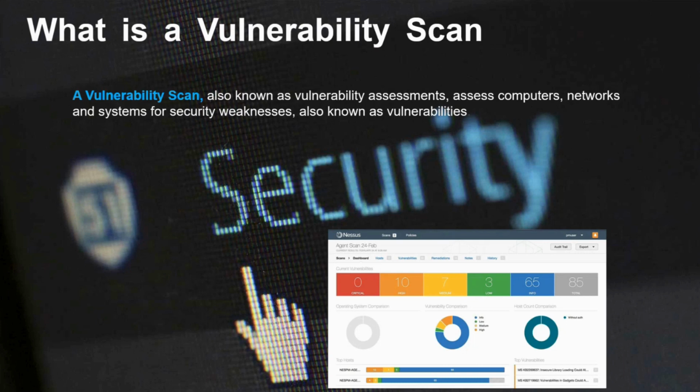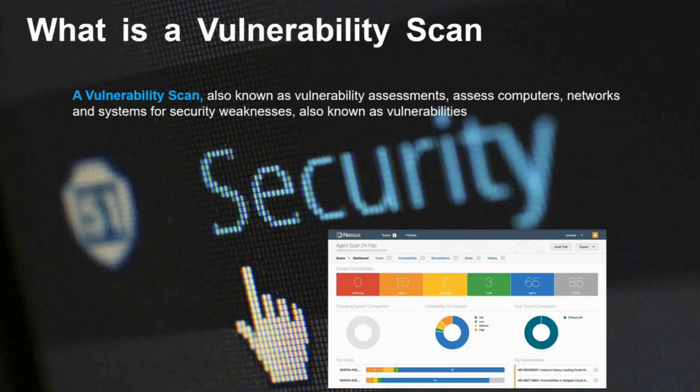It looks at things that could potentially allow weaknesses, and it could be computer systems, it could be firewalls, it could be any type of system or network that has a security weakness. So that's what a vulnerability scan does.